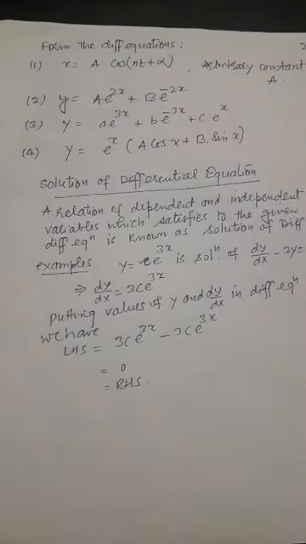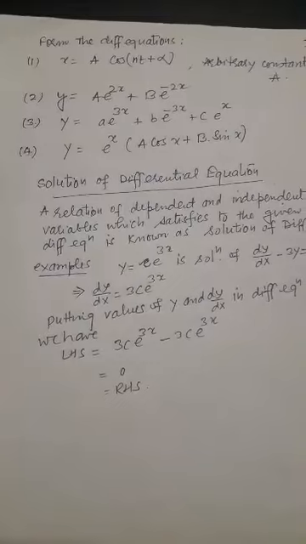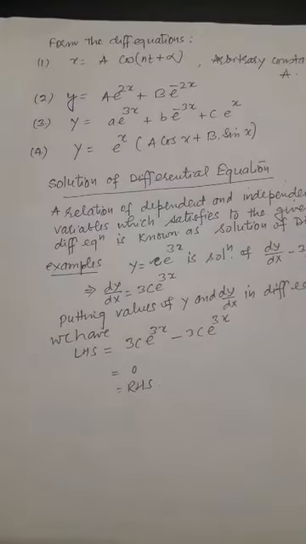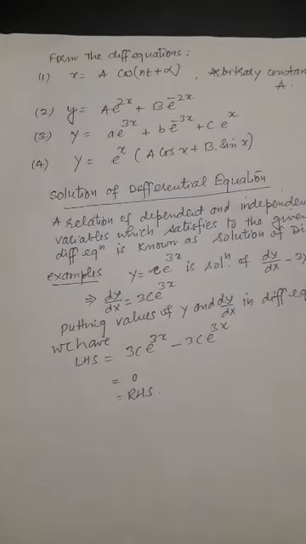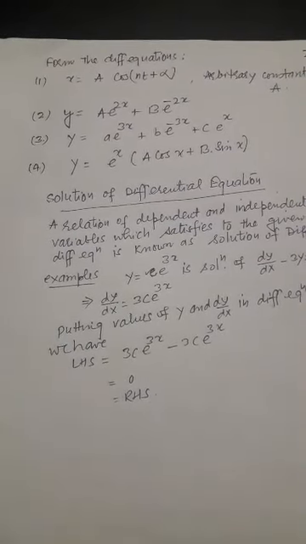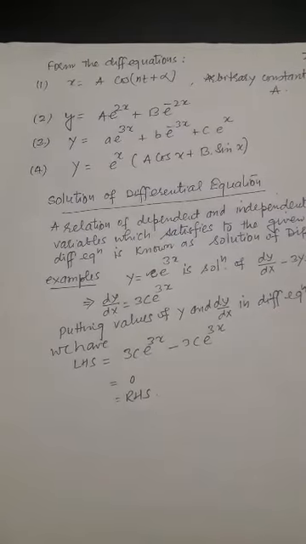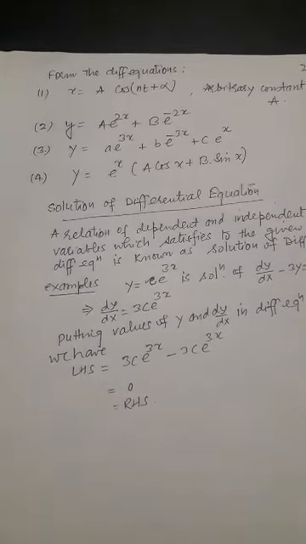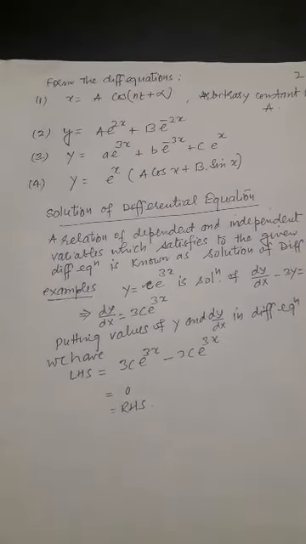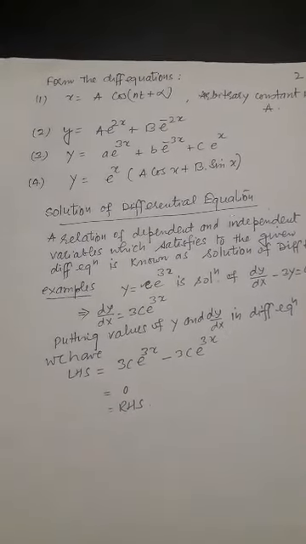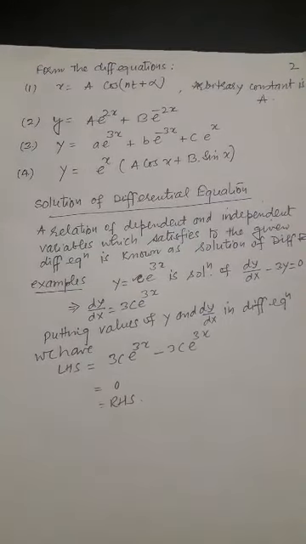Now, I am giving some examples here from which you will form the differential equation. First, x equal to a cos of n t plus alpha, where a is an arbitrary constant. In second, a and b are two arbitrary constants. In third, small a, b, c will be arbitrary constants. In fourth, a and b are two arbitrary constants.